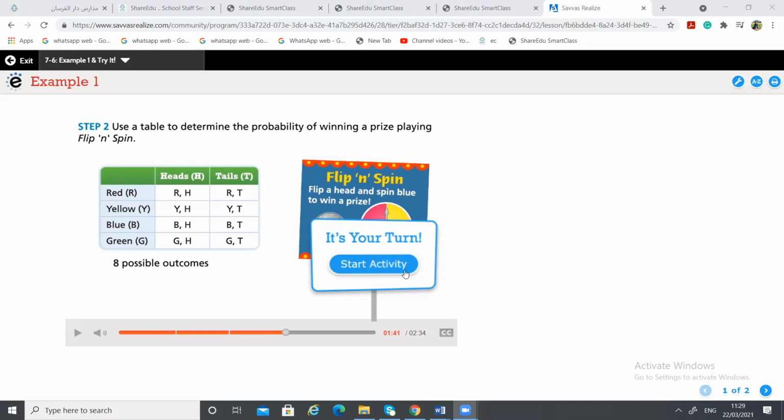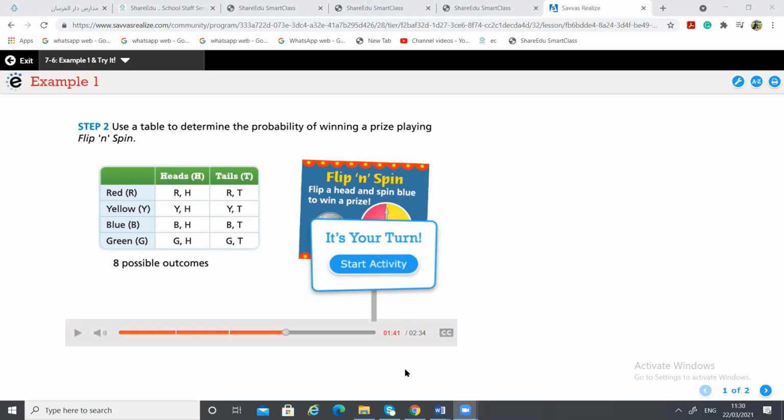So we have 4 colors. We have red, we have yellow, we have green, and we have blue. So red and head, red and tail. Yellow and head, yellow and tail. Blue and head, blue and tail. Green and head, and green and tail. So how many total also?